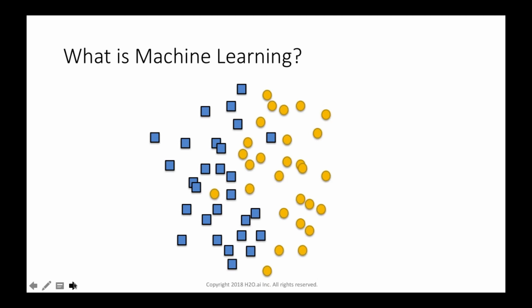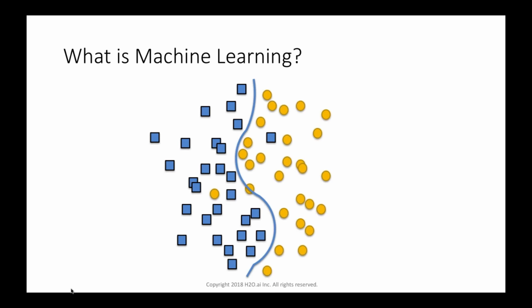Okay. So first, I kind of wanted to cover just a little bit about what machine learning is, so everyone can understand how these products can be used in a practical sense. So what is machine learning? Machine learning is really about finding patterns in your data to predict something that's of value to you. So in this example, we have some yellow dots, some blue squares. How can we separate these two groups? How can we learn patterns in the data that will separate these two types?